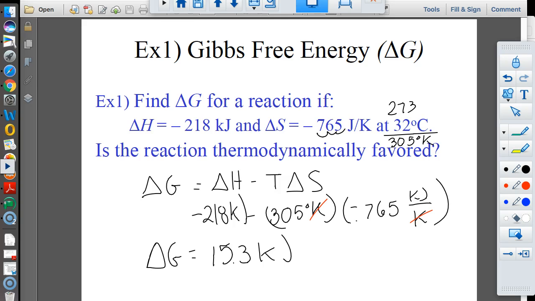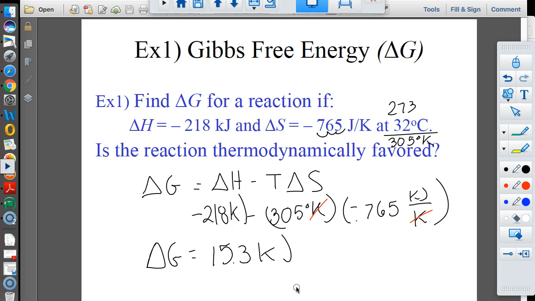I have a negative number. I'm starting out with a negative. This is a big deal. Stop adrenaline. I have a negative number, minus temperature, which is positive. Listen, that temperature is always going to be positive. You know why? Because it's Kelvin. So I have minus a positive number times a negative number.